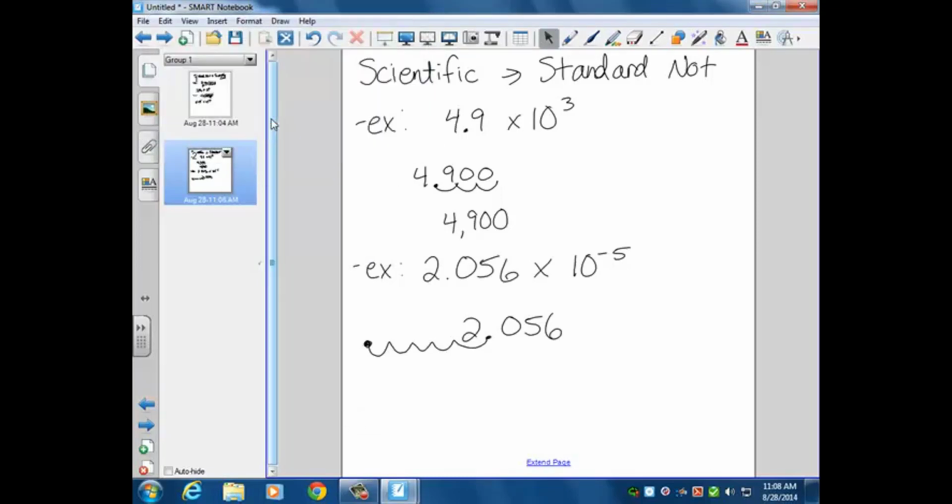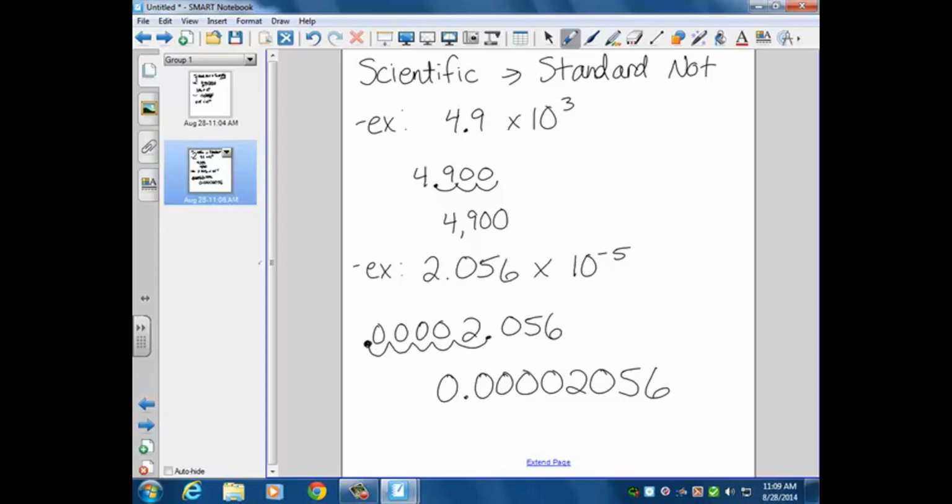Sorry for the construction interruptions, but that means I'm going to have to put zeros in front of the 2. I have 4 zeros in front because when I moved the decimal from behind the 2 to in front of it, that was 1 time, and then another 4 times. So let me rewrite this nicely: 0.0002056. That is my number in standard notation.